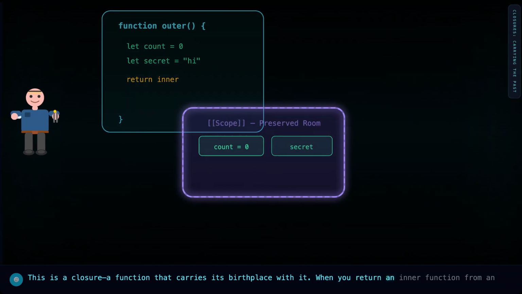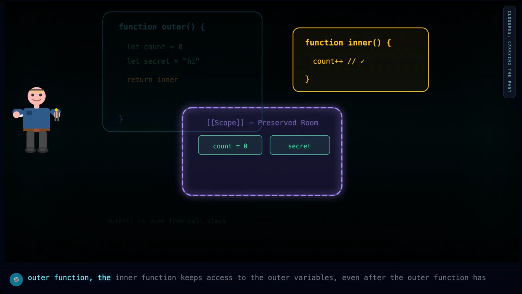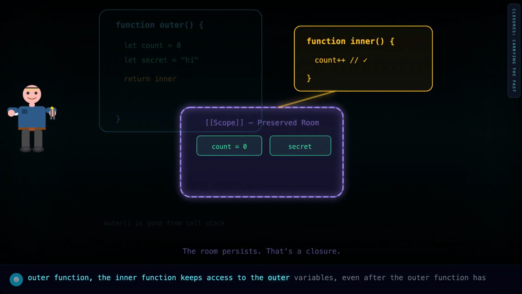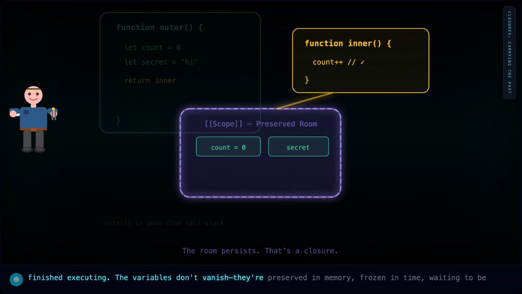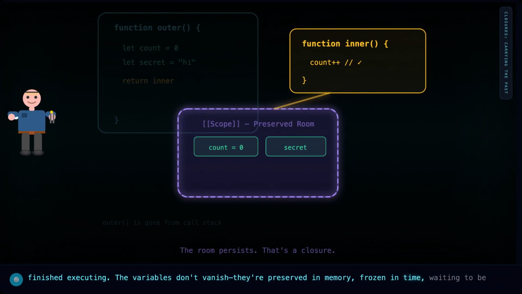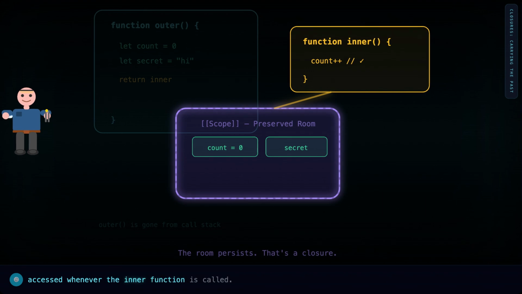When you return an inner function from an outer function, the inner function keeps access to the outer variables, even after the outer function has finished executing. The variables don't vanish. They're preserved in memory, frozen in time, waiting to be accessed whenever the inner function is called. Let's see a closure in action.